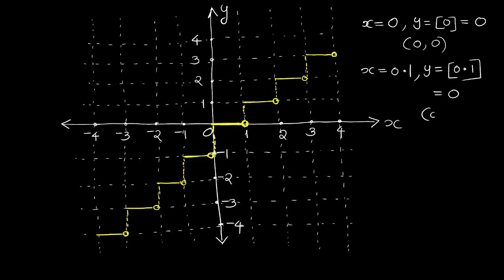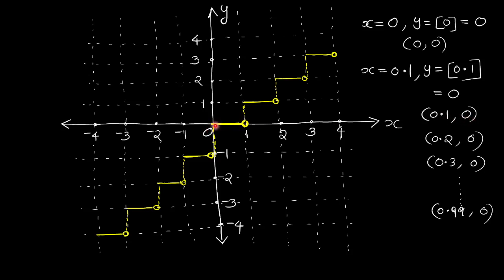So when x equals 0.1, the y value will be 0. When x equals 0.2, the y value will be the greatest integer of 0.2, which is 0. When x equals 0.3, the y value will be the greatest integer of 0.3, again 0. When x is 0.999, it is still a fraction, so the integer immediately to the left of 0.99 is also 0.